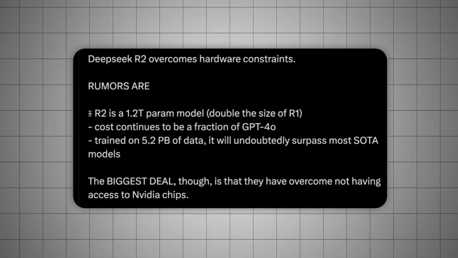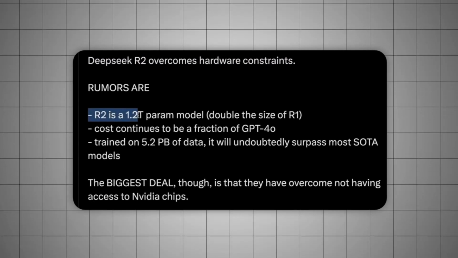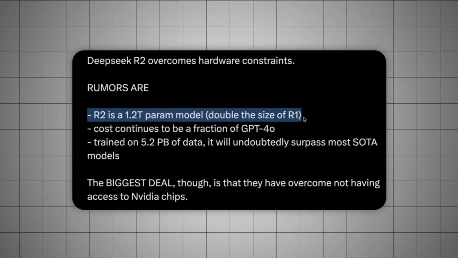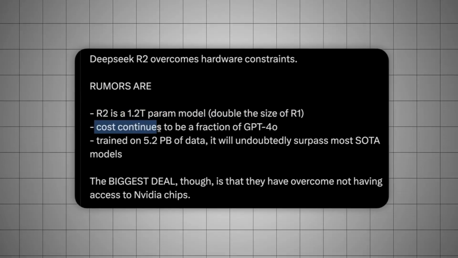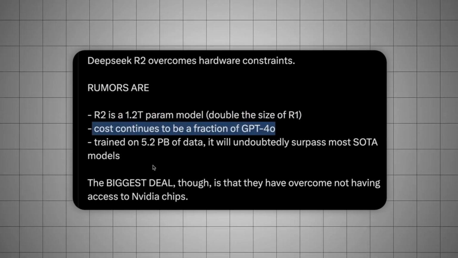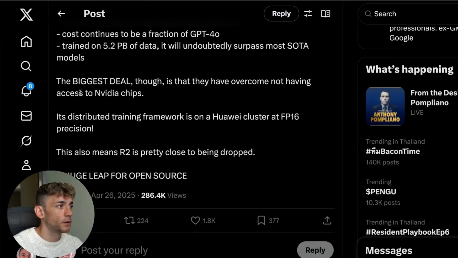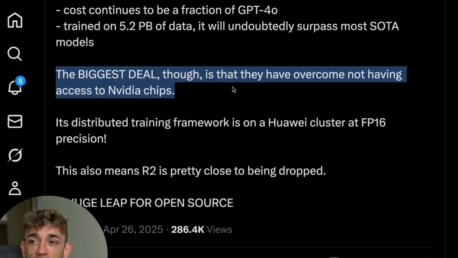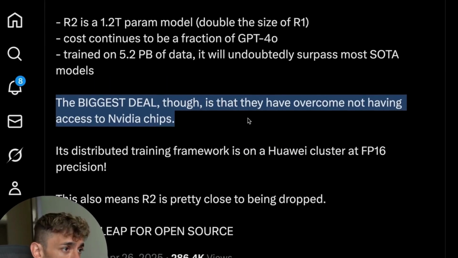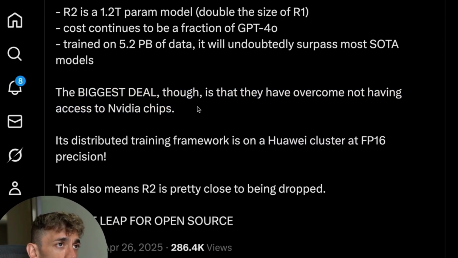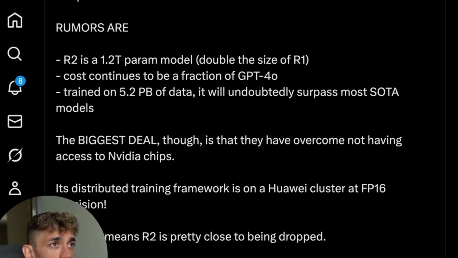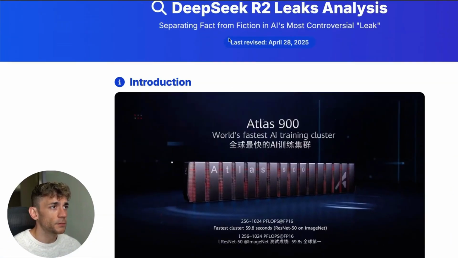Basically, the rumors are, number one, R2 is a 1.2 trillion parameter model, double the size of R1. The cost will be a fraction of GPT-4o, and it's trained on 5.2 PB of data. And the other craziest thing is that they have overcome not having access to NVIDIA chips, which means that it's not reliant on, for example, the US to actually launch this. So here's the full details. I'm going to break it all down for you.